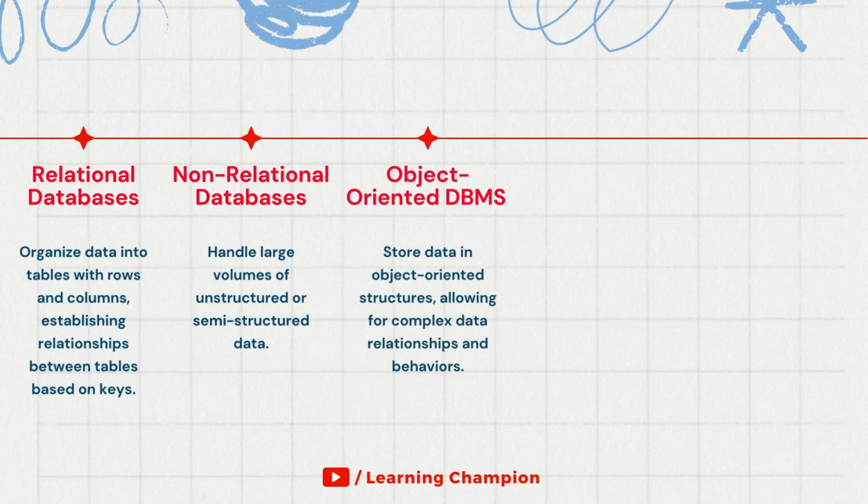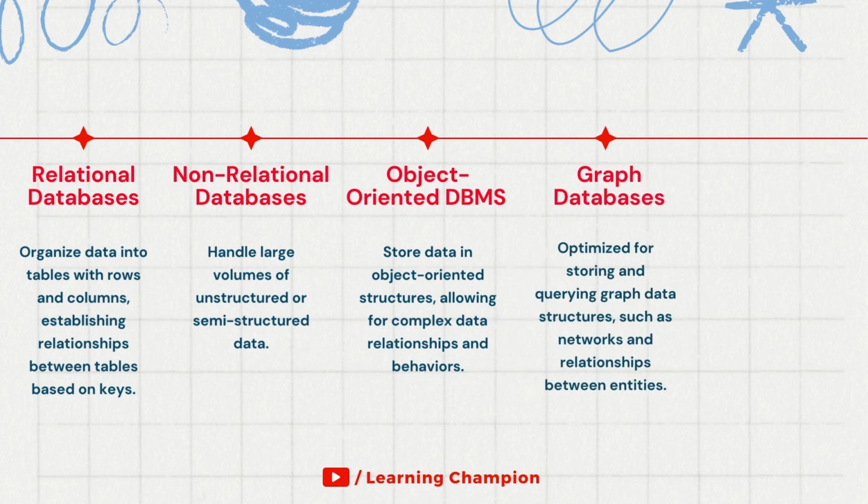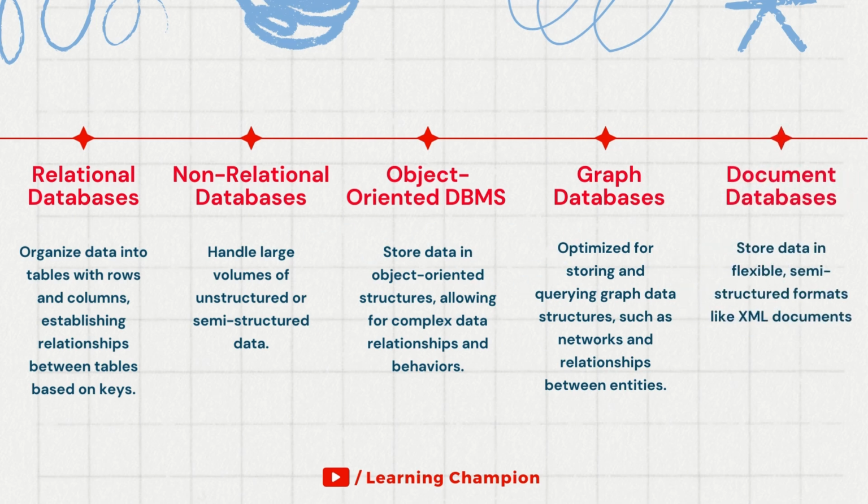Object-oriented databases. They store data in object-oriented structures, allowing for complex data relationships and behaviors. Graph databases. Graph databases are optimized for storing and querying graph data structures, such as networks and relationships between entities. They are commonly used for social networks, recommendation engines, and fraud detection systems. Document databases. They store data in flexible, semi-structured format like XML documents. They are suitable for applications with rapidly changing data requirements.